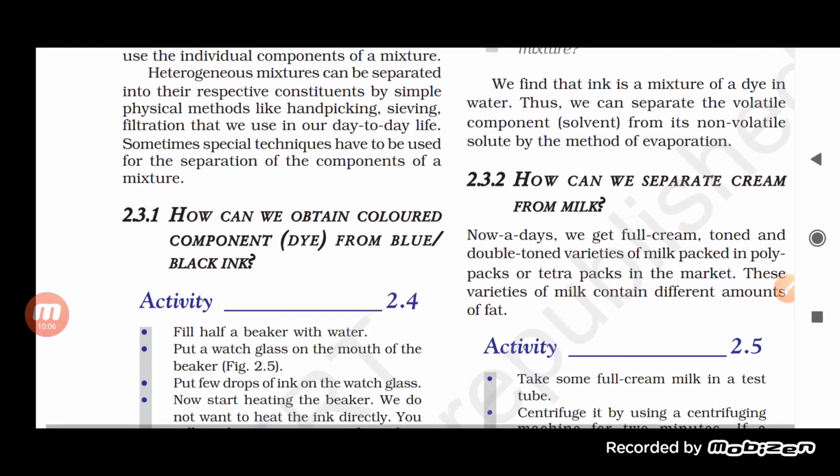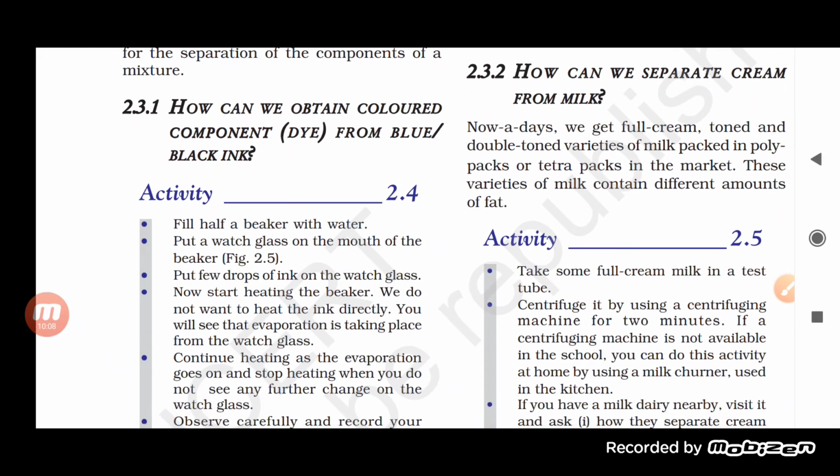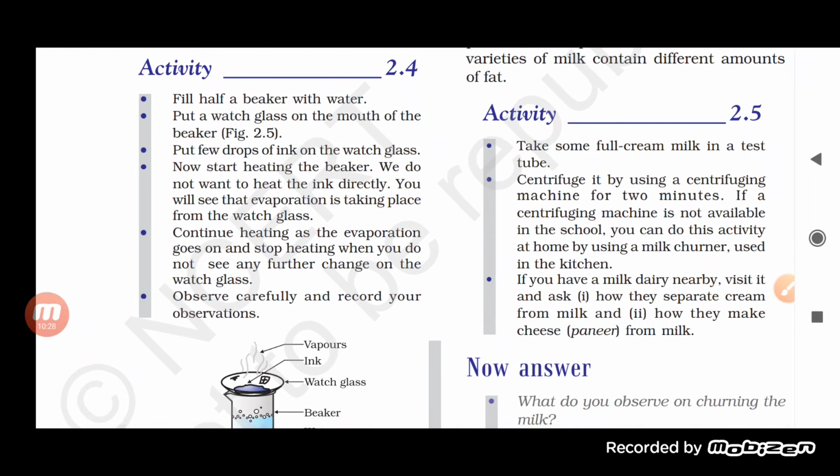Let us start with the first one. How can we obtain colored components from blue or black ink? Suppose we have a dye, a component of a dye consisting of a blue or black ink. How can we obtain the different color components present in it? Now the activity is given here.